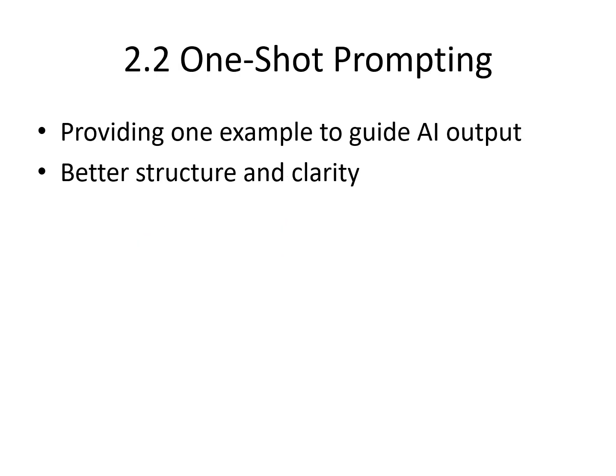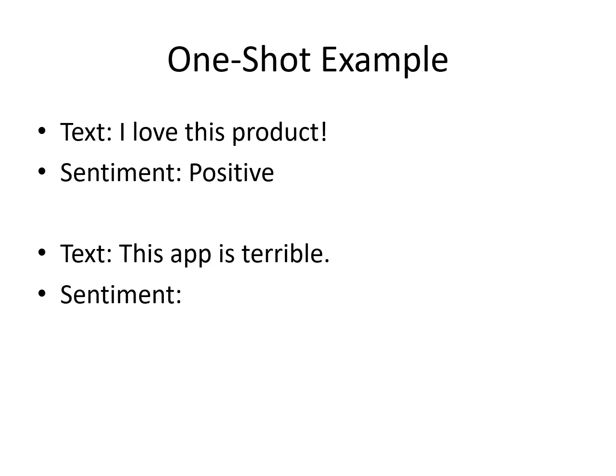Then we have another called one shot prompting. One shot prompting means giving exactly one example to guide the AI. This helps the model understand the expected pattern. Basically, you are telling the AI with an example which type of output you want from it. You can understand this with an example: you provide a text, I love this product. What is the sentiment? It is positive. And if you say this app is terrible, then the sentiment is not positive.